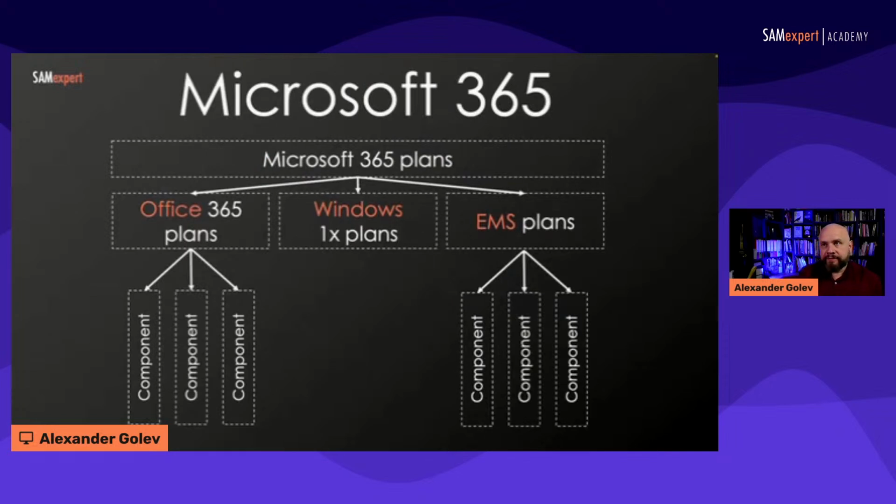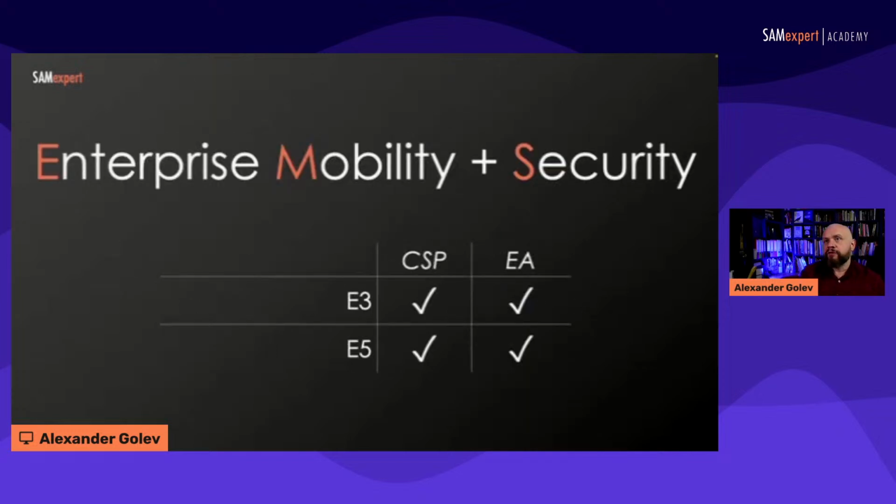EMS itself also consists of various components, some of which we can buy separately, just as some of the Microsoft 365 plans may be split into components, and some of those components, not all of them, may be bought separately. Windows 11 obviously is unbreakable. So going back to that slide with EMS, both E3 and E5 are available through both channels if you want to buy them separately, not as a part of the Microsoft 365 bundle.